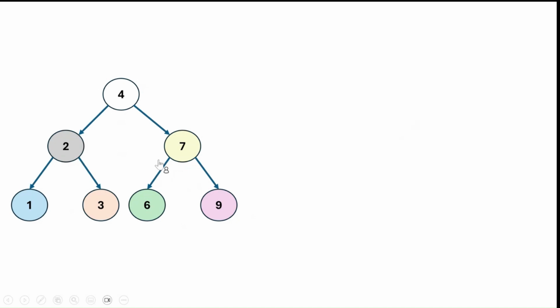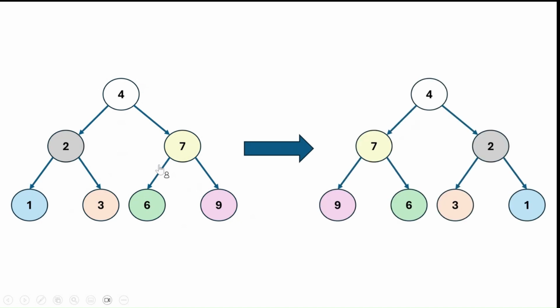Let's take this binary tree as an example. For this binary tree, its inverted tree looks like this. If we closely observe the input binary tree and its inverted tree, we can see that if we swap the left and right child for each node in the input binary tree, then that input binary tree gets converted to its inverted tree.